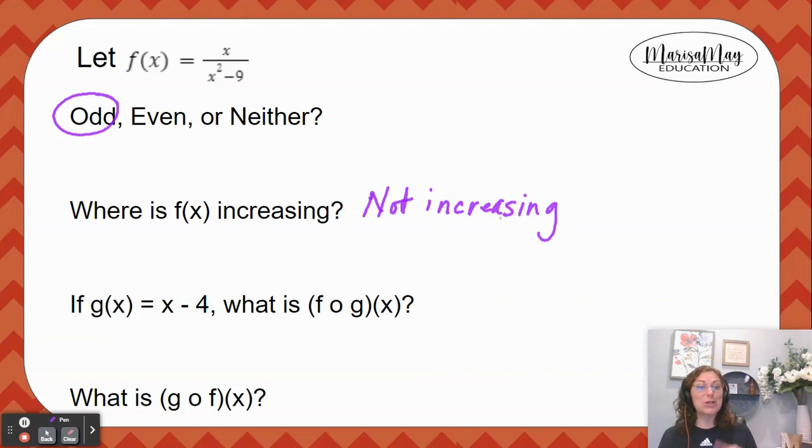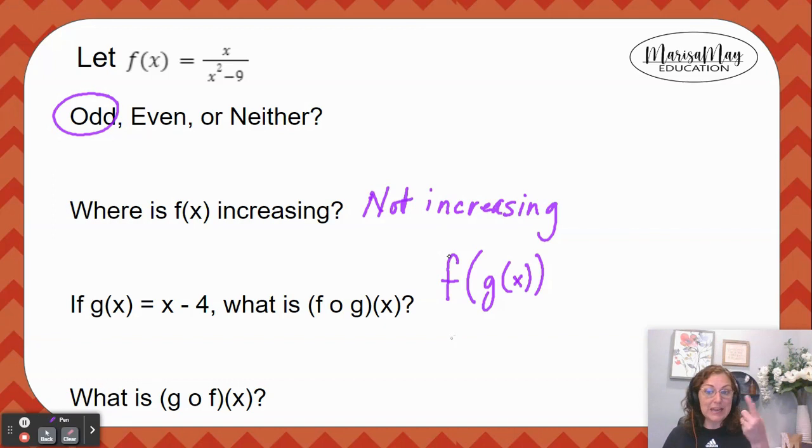All right, let's look at the next question. If g of x is x minus 4, then what is f of g of x? Well, this one we commonly call fog. Obviously, you can see where we get that from. And it just means f of g of x. It means we're going to replace the x in f with g of x.